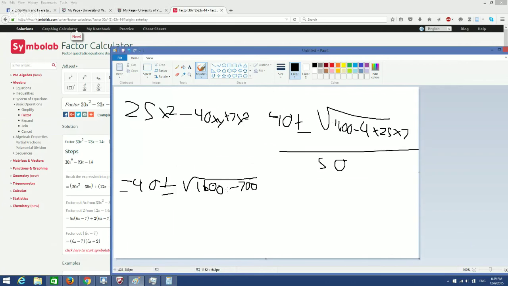Okay, so 1600 minus 700 is, give me a sec, all over 50, and equals 40 plus minus square root of 1600 minus, that's 1600 minus 700, just erase that and get to the final point.